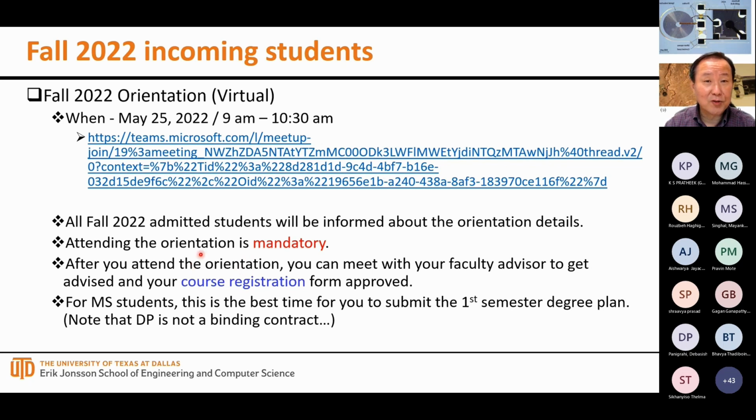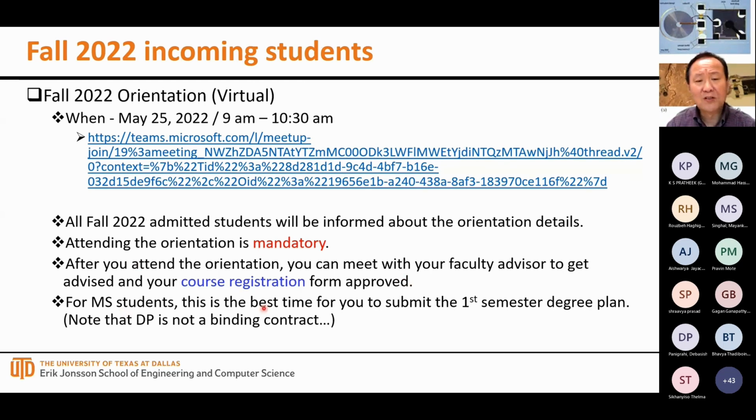For fall 2022 incoming students, once again, May 25th is the date for fall 2022 orientation, and it will be virtual through this MS Teams link. And once again, this is mandatory for any new students, so you must be there. After you attend this orientation, you can meet with your faculty advisor to get advice, and you can register for courses only after you attend the orientation.